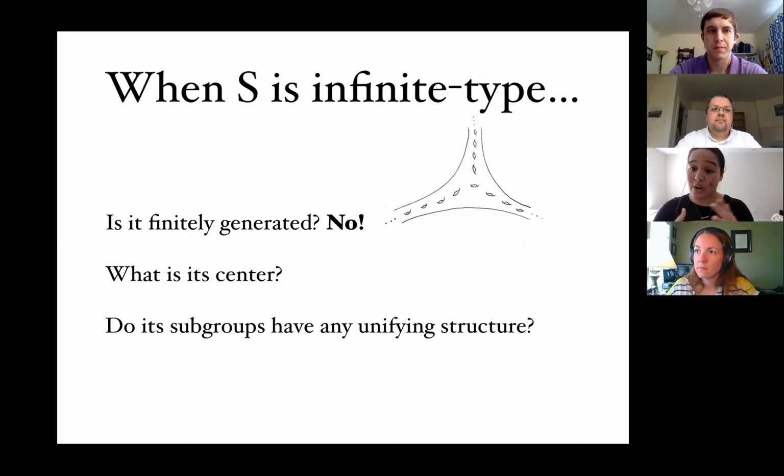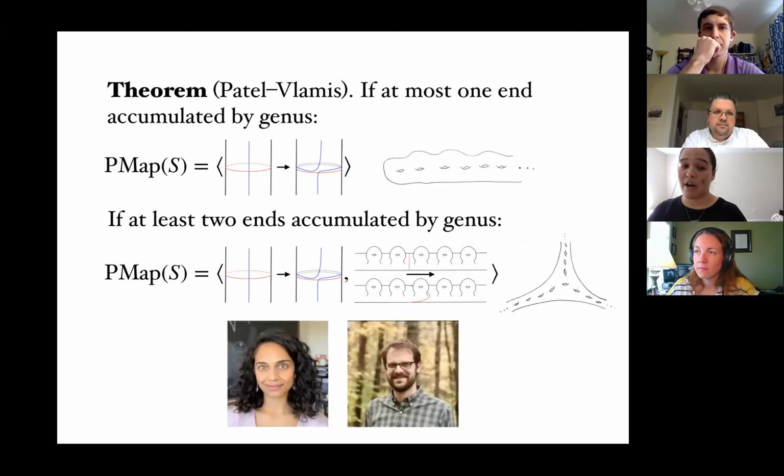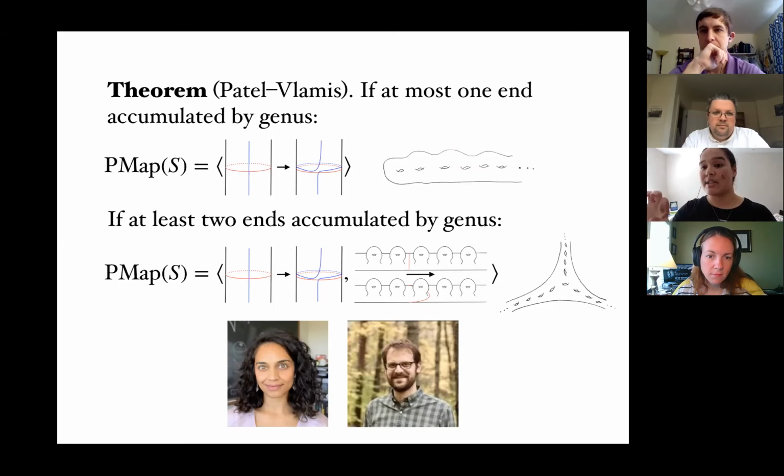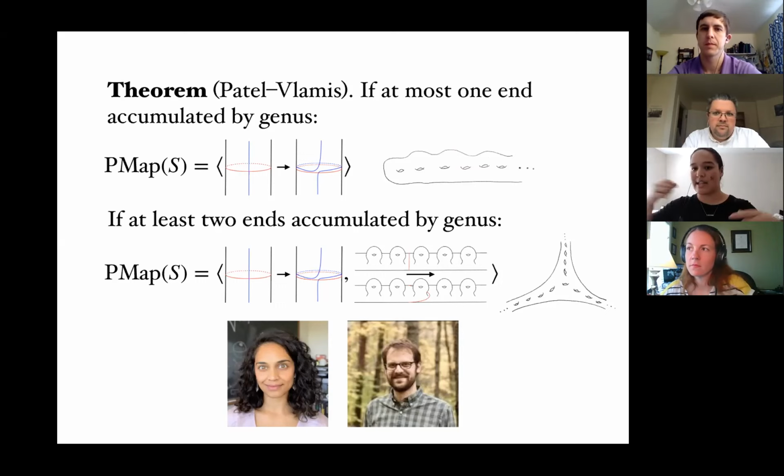But in fact, there are nice ways that you can describe generating sets for at least some big mapping class groups. So for example, it's a theorem of Priya Patel and Nick Vlamis that if you look at the pure mapping class group, where I'm not going to let any of my ends get permuted around, then this is topologically generated by Dehn twists and these maps called handle shifts, where you have an infinite strip of handles and you move them from one end to the other.